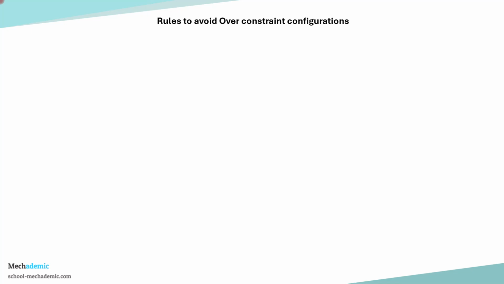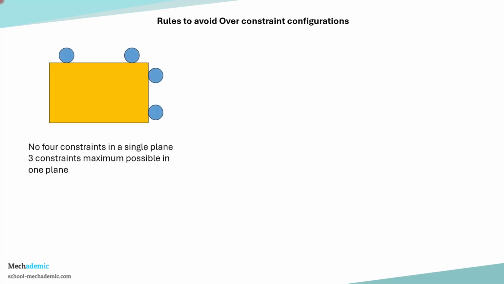So here are some rules to avoid over-constraint configurations when we are constraining a part. Let's say you are constraining this part, which is a rectangular plate in yellow color, using these 4 points. Now these 4 constraints will be over-constraint. We need 3 points for exactly constraining 3 degrees of freedom in 2D. An additional point will become over-constraint.